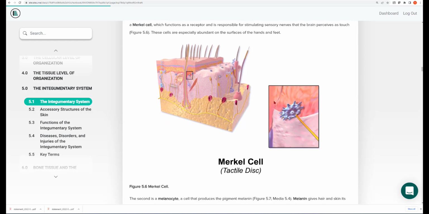So here we're just seeing this Merkel cell. These are also called tactile discs. Tactile is just a term to refer to touch. So this is a cell that can sense touch.